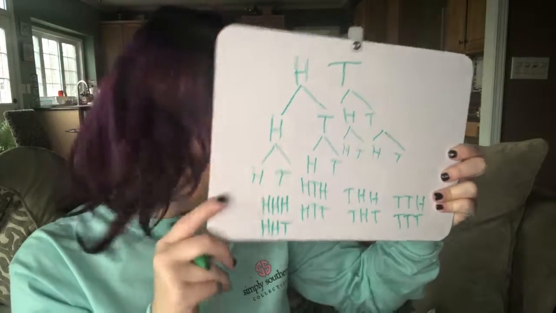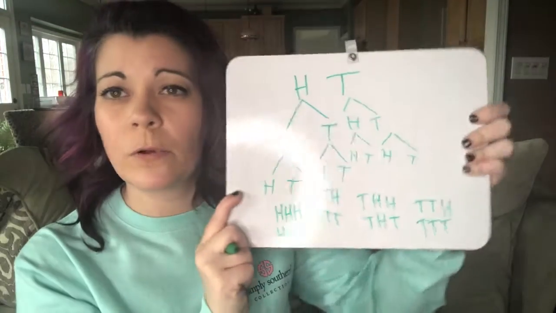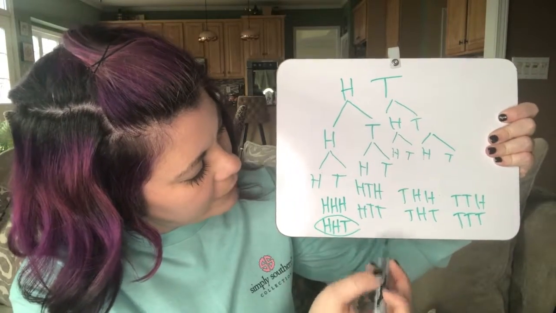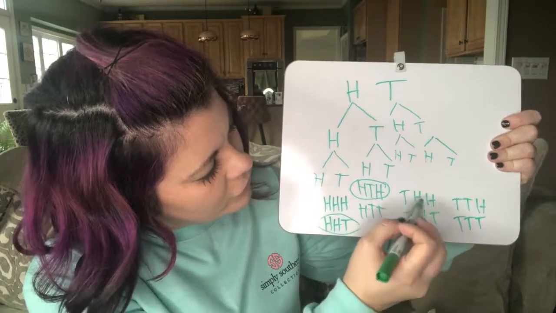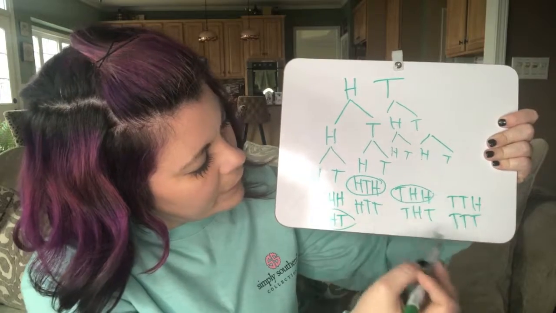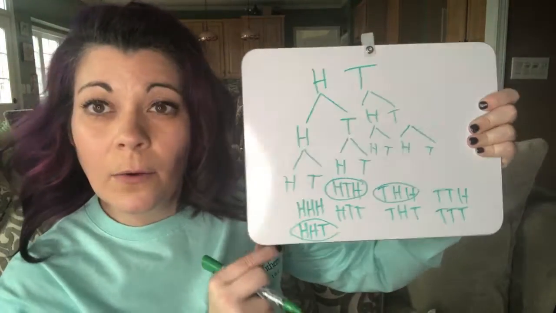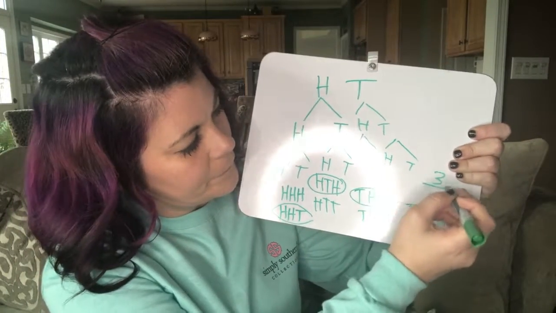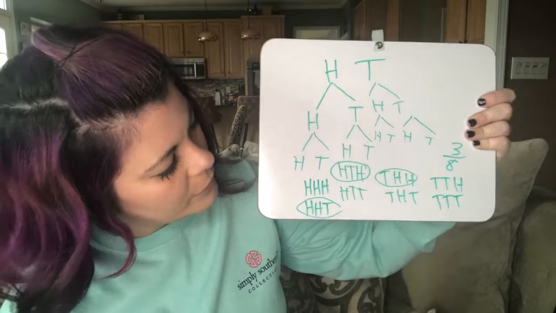So then I say, well, what's the probability of rolling 2 heads and 1 tail? So I circle everything that has 2 heads and 1 tail. I think that's it. So in this case, it would be 3 out of 8. 2 heads and 1 tail, 3 out of 8.